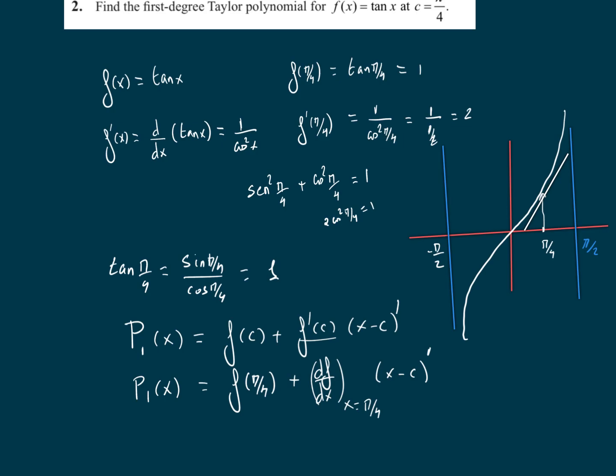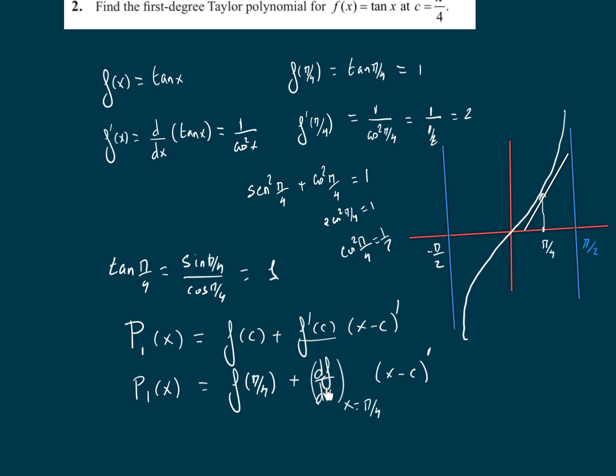But cosine squared of pi divided by 4: pi divided by 4 is 45 degrees, because the sine is equal to the cosine. Sine squared of pi divided by 4 plus cosine squared of pi divided by 4 is 1. Because sine is equal to the cosine, this is the same as 2 times cosine squared of pi divided by 4 equals 1. So cosine squared of pi divided by 4 is 1/2. So it will be 1 divided by 1/2, and 1 divided by 1/2 is 2.